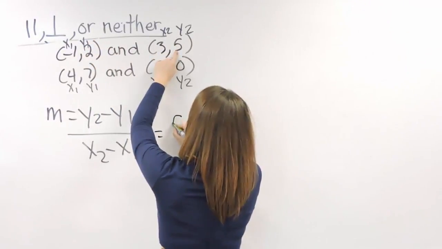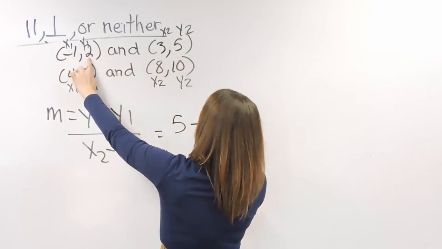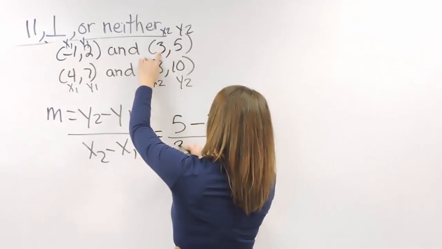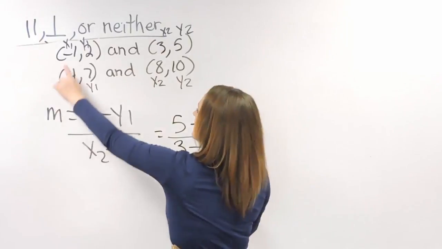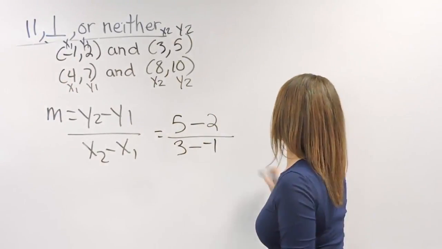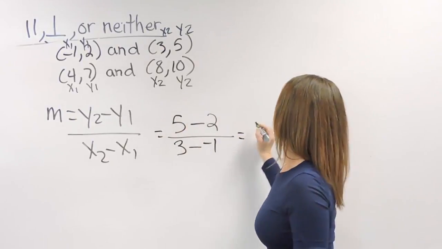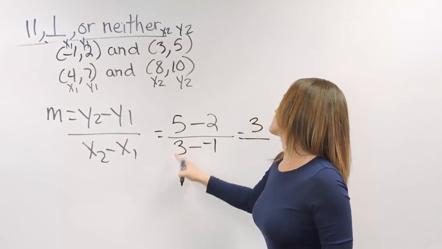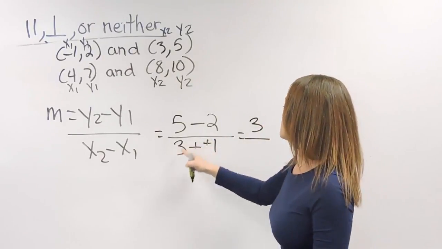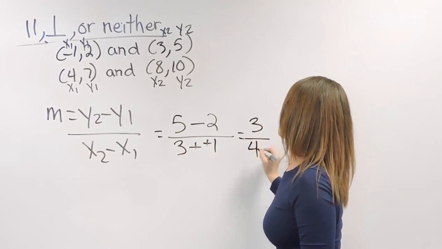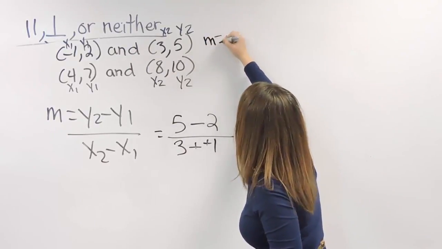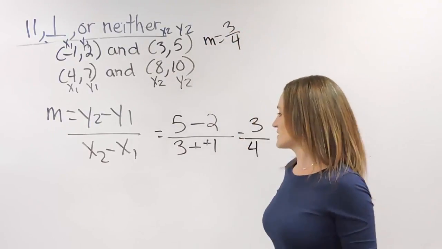So y2, 5, minus y1, which is 2, over x2, which is 3, minus x1, which is -1. Simplify this subtraction. 5 minus 2 is 3, and 3 minus -1, the double negative rule, gives me 3 plus 1, which is 4. So the slope of line number 1 is 3/4.